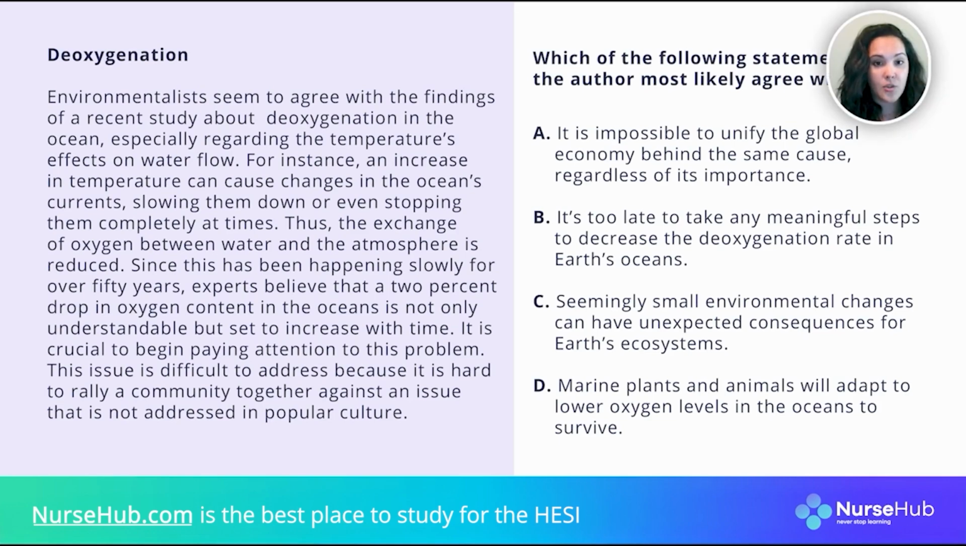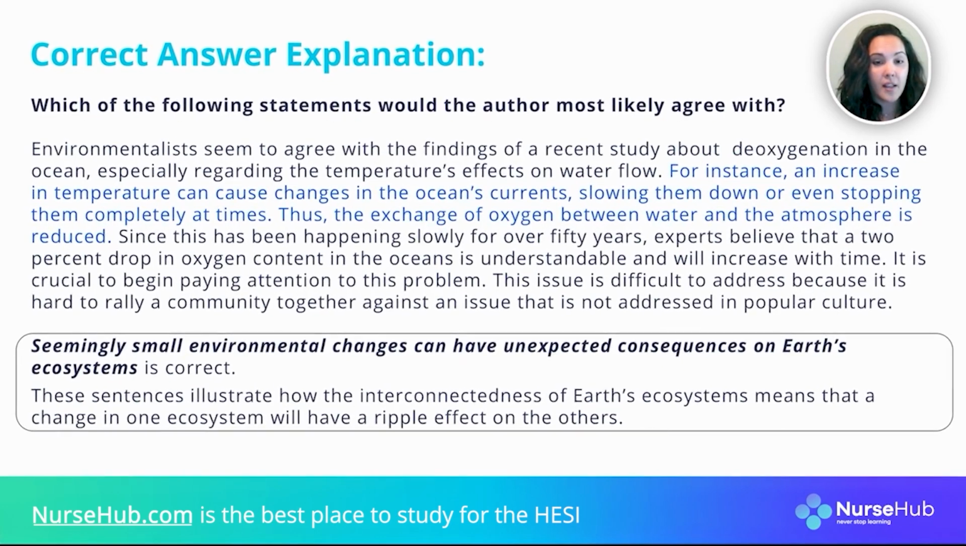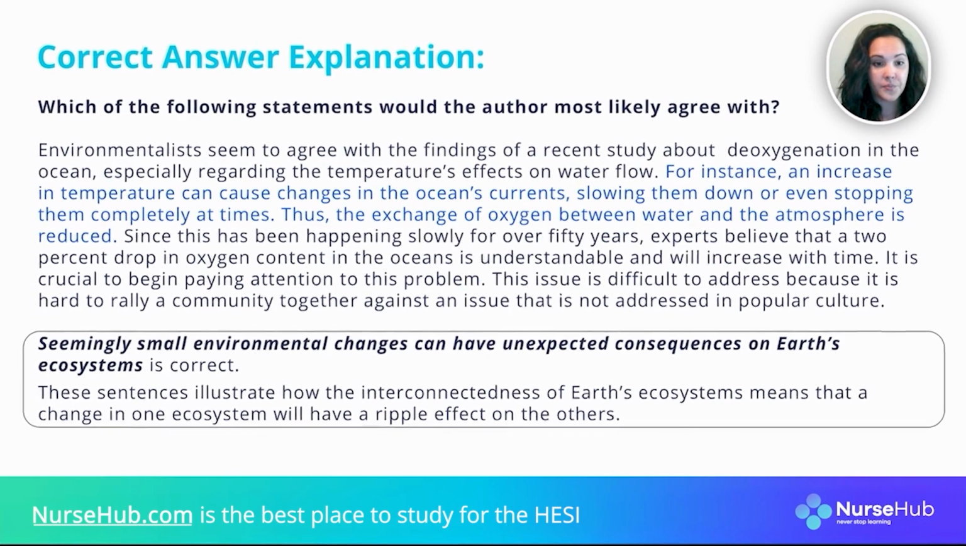Okay, so here's our correct answer explanation. Our question was, which of the following statements would the author most likely agree with? So here's the correct answer. Seemingly small environmental changes can have unexpected consequences on the Earth's ecosystem. So the sentences that I have highlighted for you on your screen illustrate how the interconnectedness of Earth's ecosystems means that a change in one system will have a ripple effect on the others.